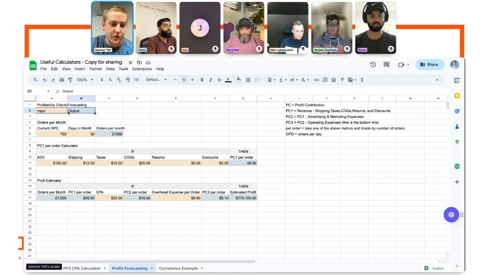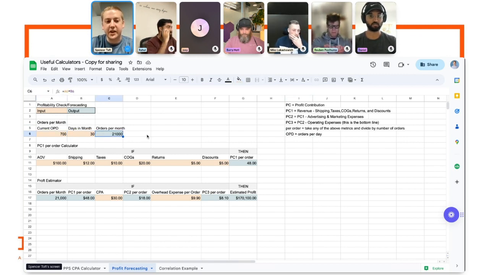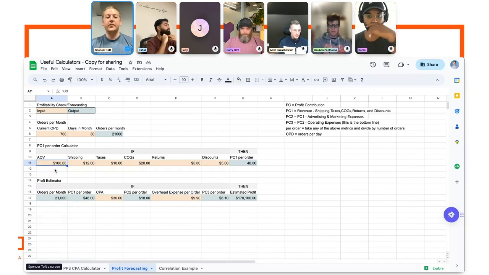Okay, so inputs and outputs, same colors as the last sheet. Basically, the first thing you do is take the current orders per day times the days in the month. That's how many orders you're going to have in the month. I think that's pretty straightforward. And then where it gets a little more granular is this average order value with everything included.